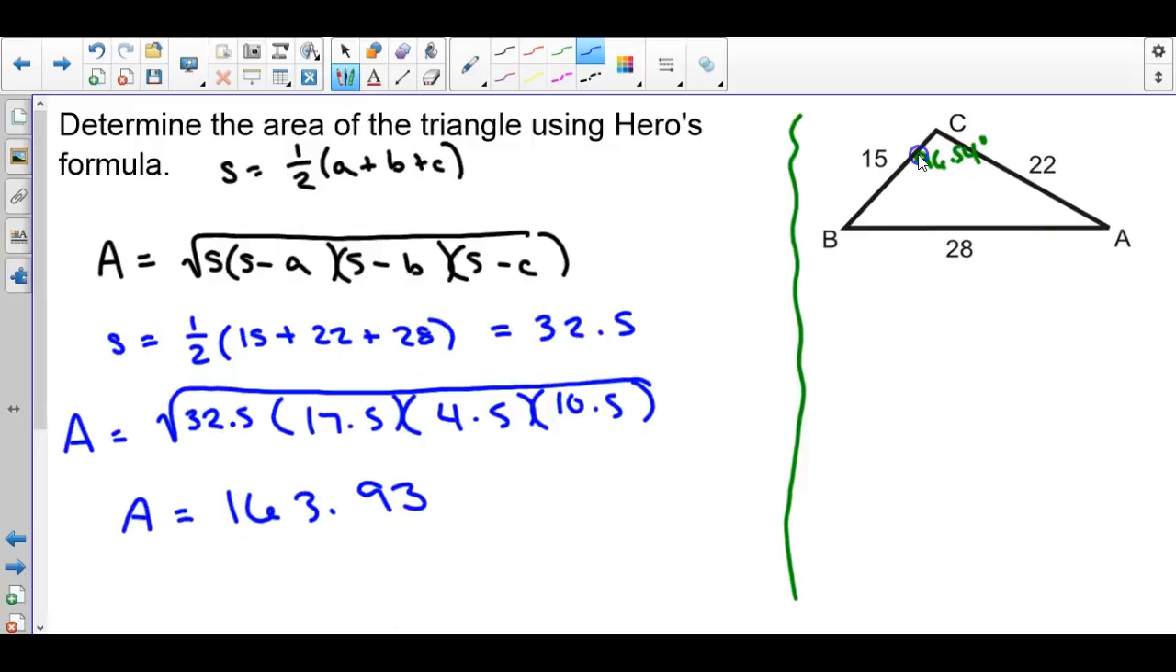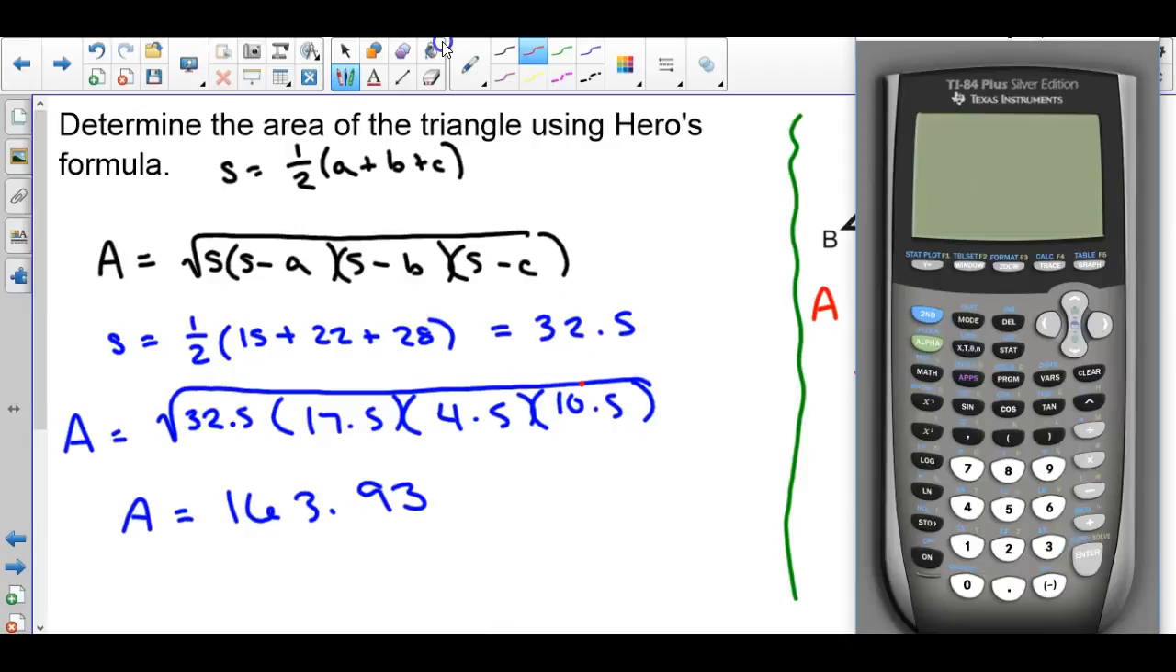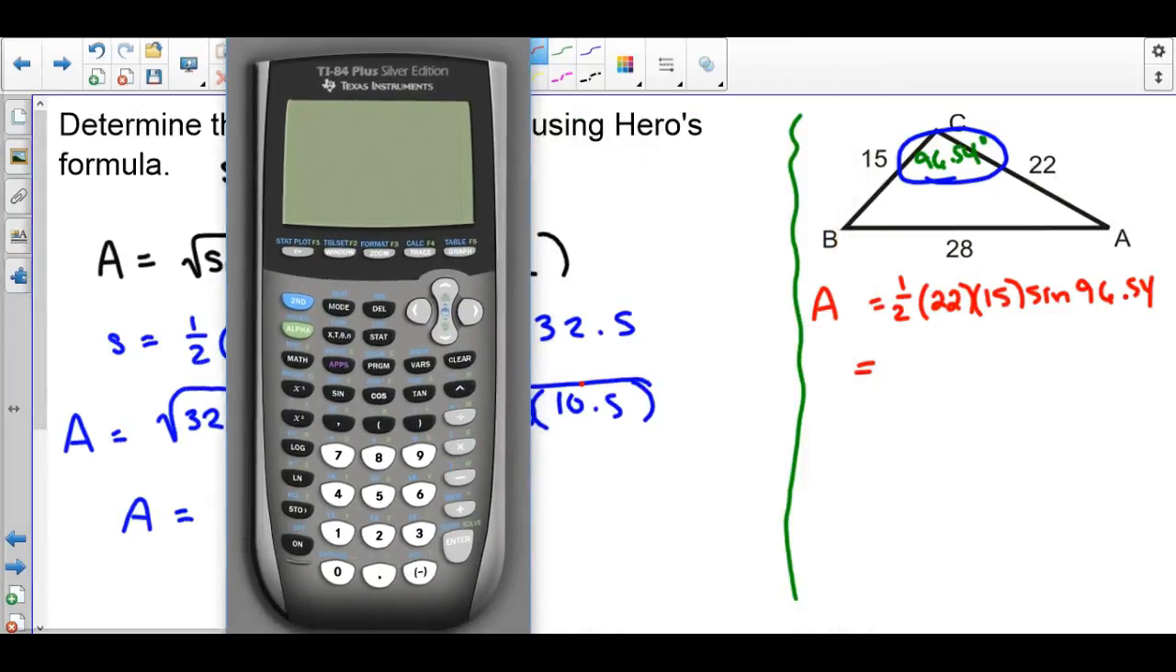The other way with this problem, again, if you were only given three sides, if you wanted to use the law of cosines and figure out what this angle is first, you can, and then you would use that formula that we used before, where I said A equals 1/2, and we took the two sides that were around the included angle and multiplied them together times the sine of that angle, and you'd get the same answer. So I'll pull up the calculator and hopefully I'm going to get the same answer. That would really suck if I didn't.